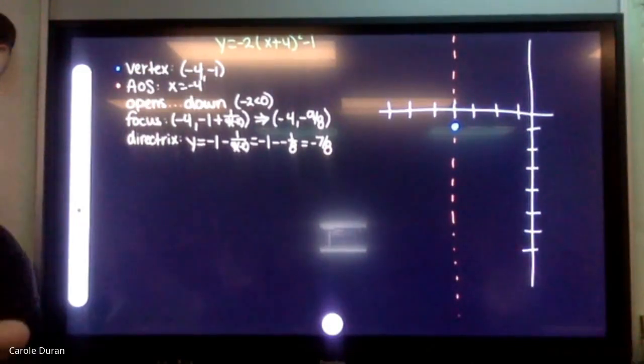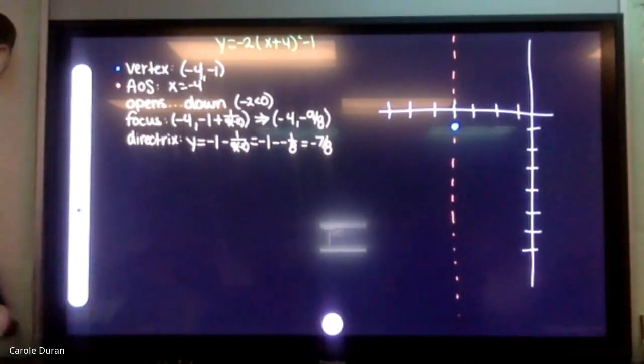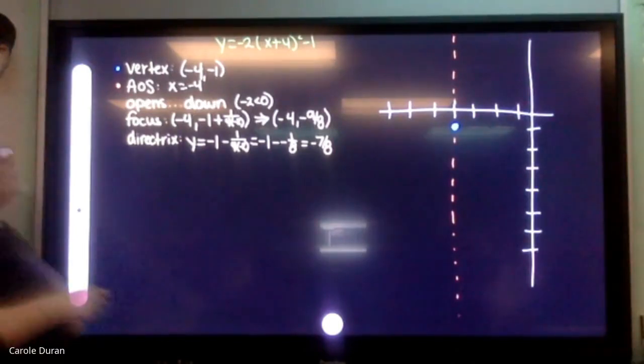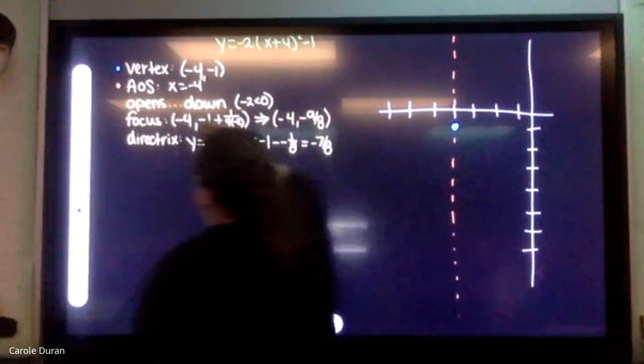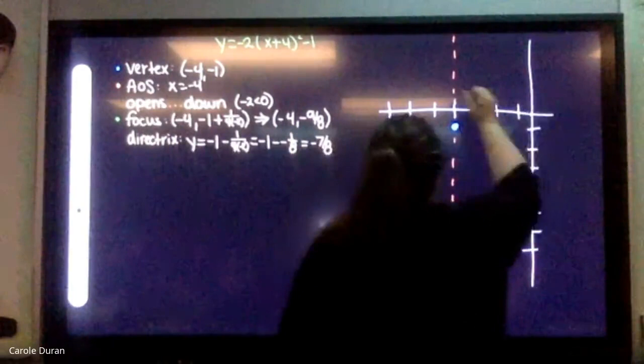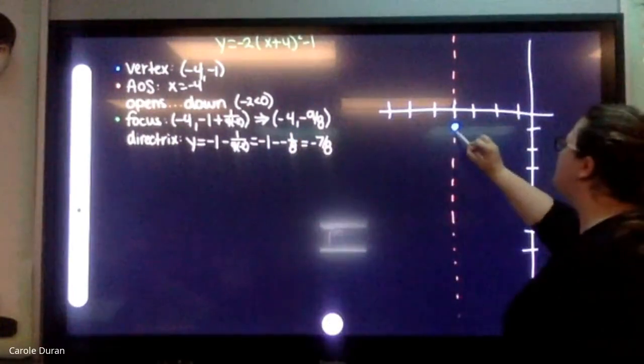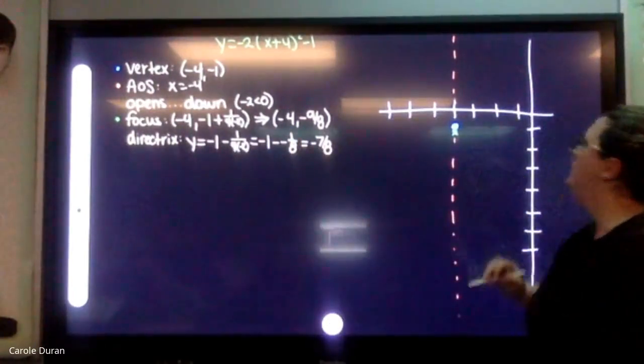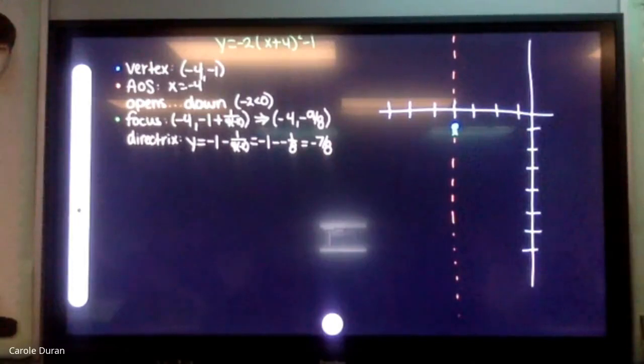We use an X to indicate my focus. That way you do not mistake it for the vertex. This particular focus is going to be extremely close to our vertex, so it will look like it overlaps, but there is some distance between them. It's just very small. So I go to -4. I should pick a color first. I go to -4, -9/8, which is just slightly over -1, and I put my X because that indicates my focus.